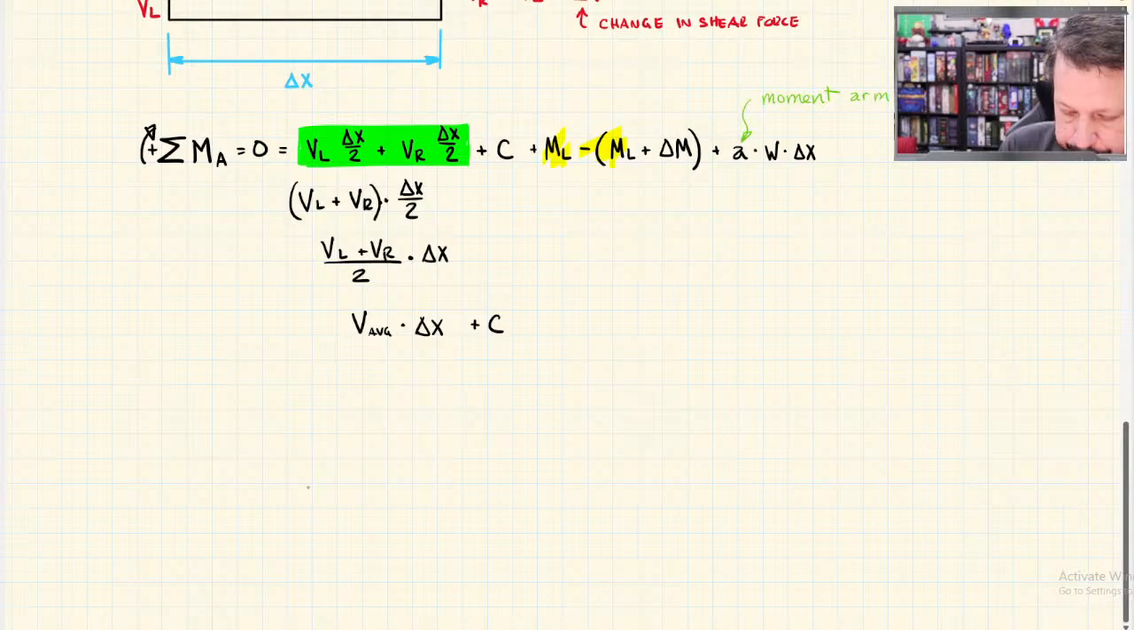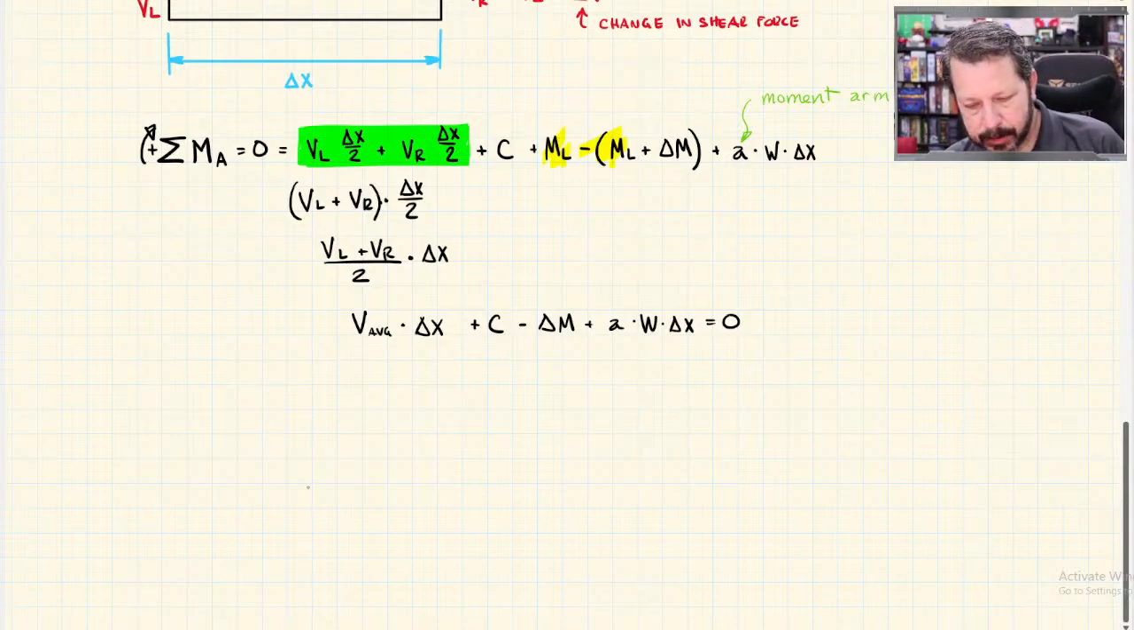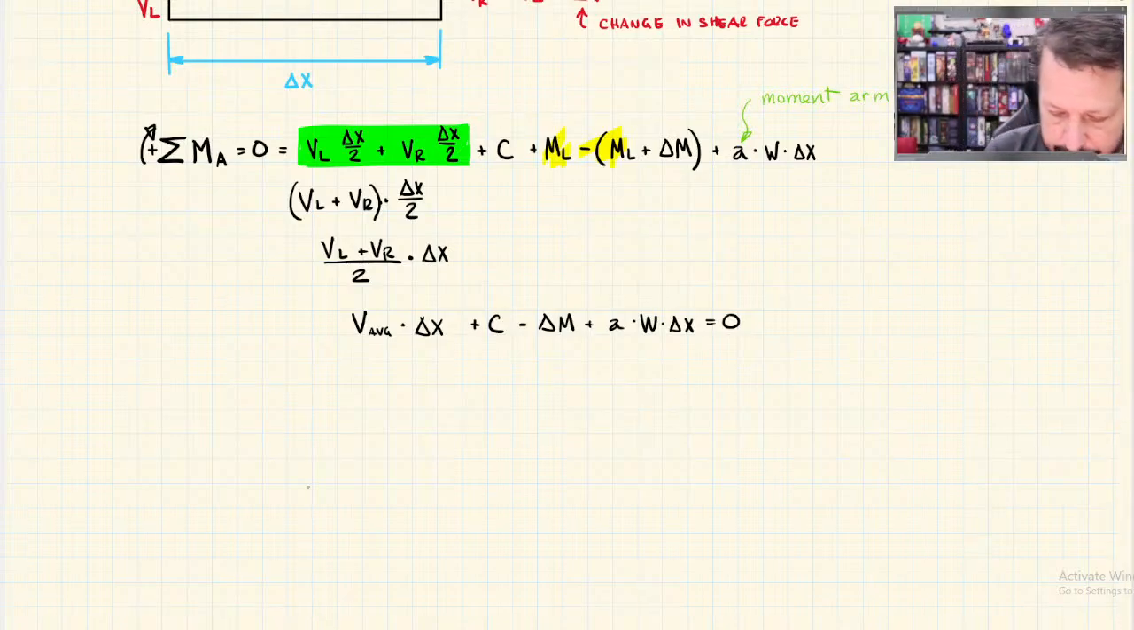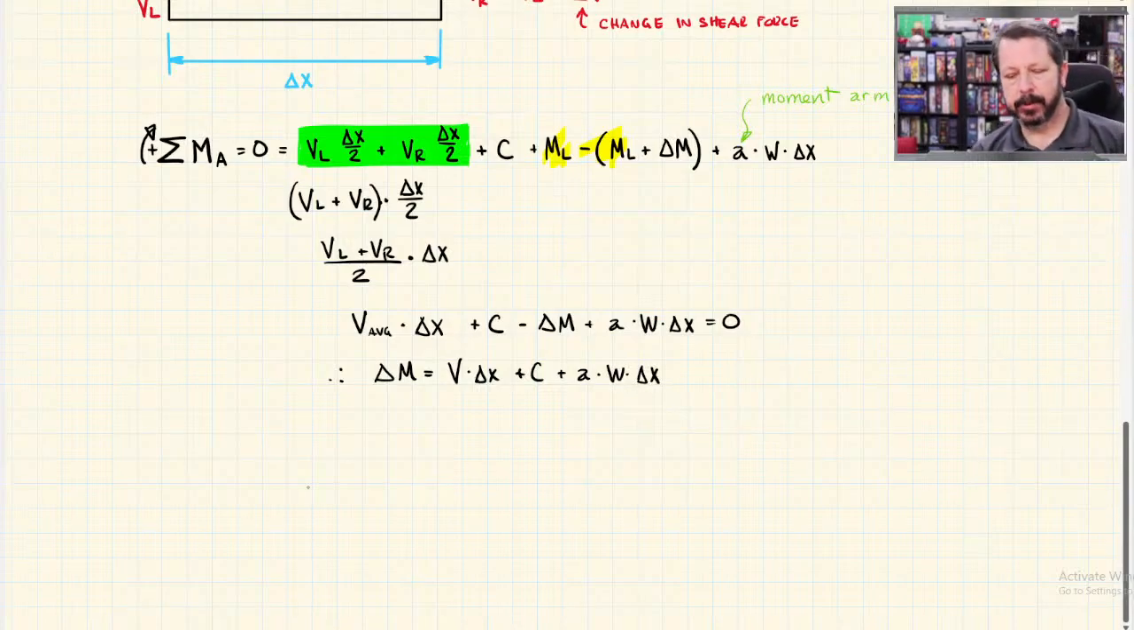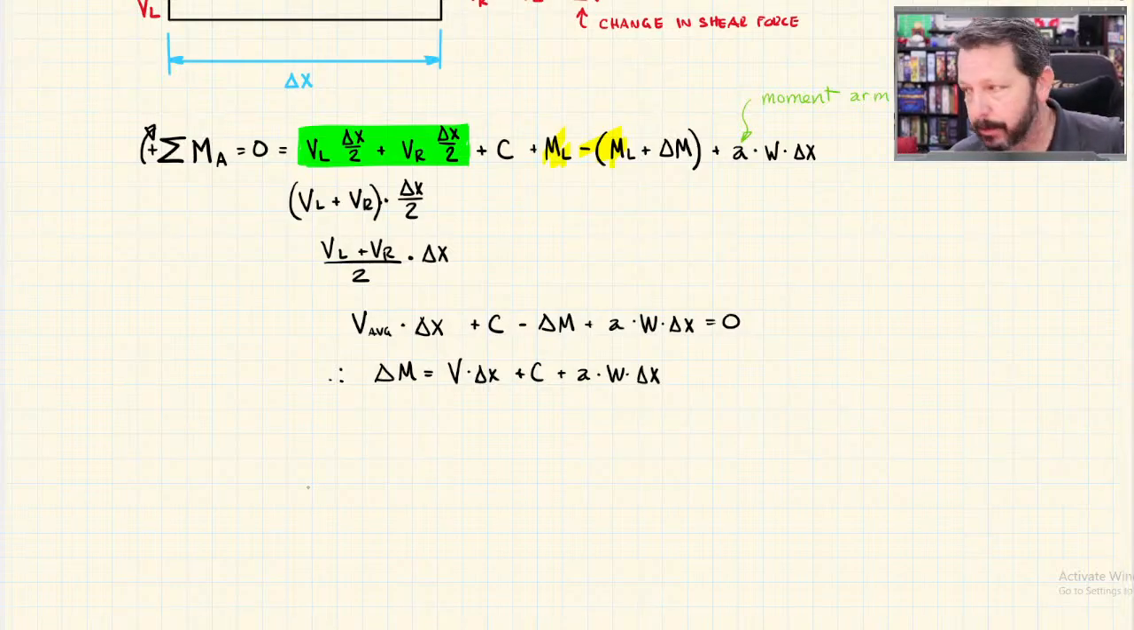Plus C, since I've subtracted that ML minus ML, so they aren't there. Minus delta M, and then I've still got plus whatever A is times W times delta x. All of that equals 0. I don't like the negative delta M, so I'm going to move it to the other side so it's positive, and I'll end up with this equation. Delta M equals whatever V is times delta x plus C plus whatever A is times W times delta x. That's going to be my generic form of this equation that describes the internal bending moment.